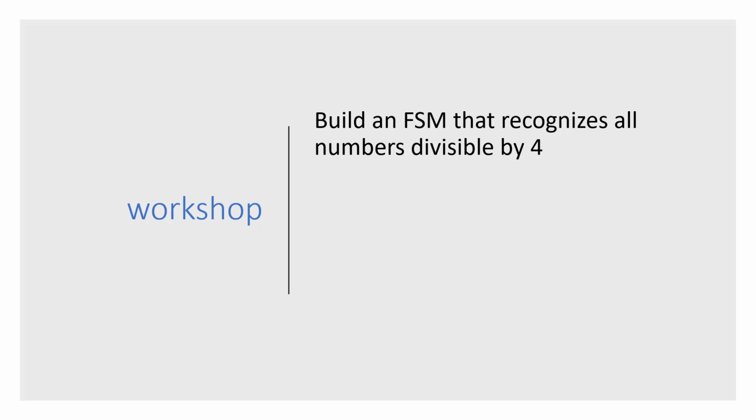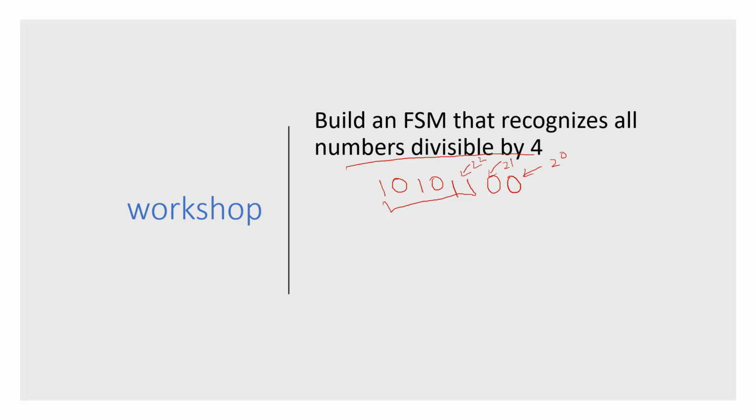So here they're asking us to build a machine to recognize all numbers that are divisible by 4. Now what we mean by divisible by 4 is that if you have a binary number, suppose we have a binary number like this. So as we know, this is 2 to the power 0, this is 2 to the 1, and this is 2 squared. And the next one would be 2 cubed, and so on.